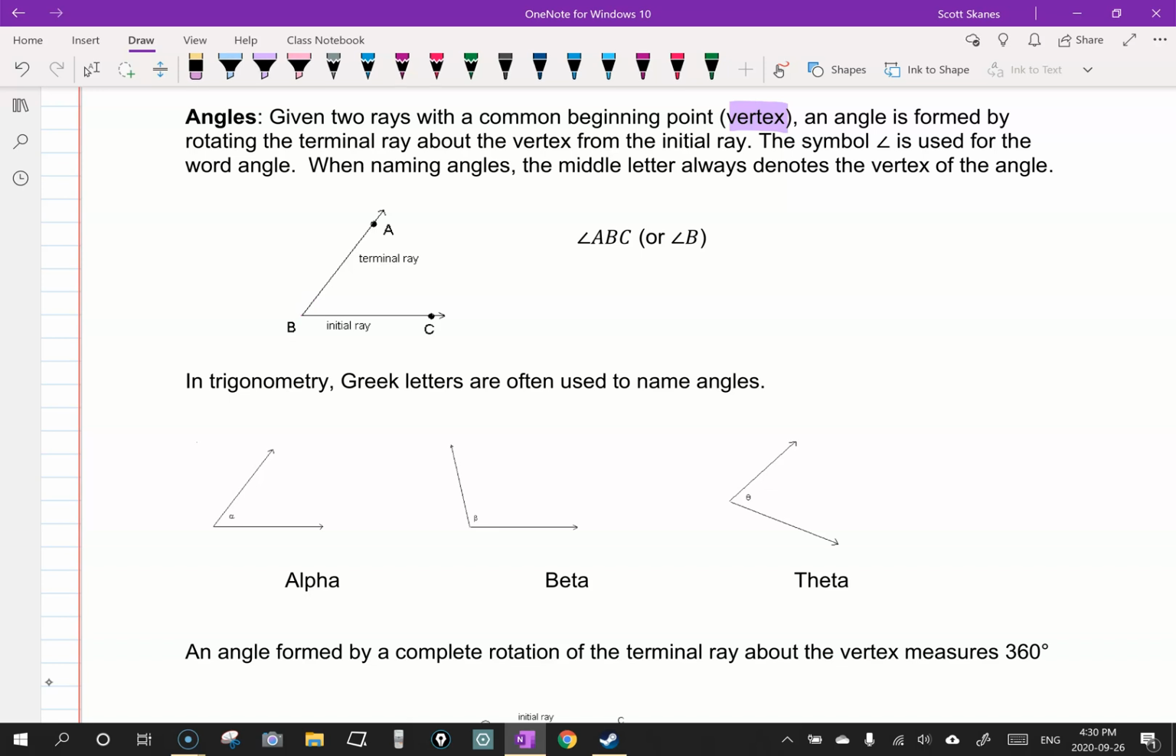An angle is formed by rotating the terminal ray about the vertex from the initial ray. So what that really means in English is that we might start with this initial line here. Here we have this initial ray, and then we've brought a second ray up. We've kind of rotated it through and moved it up. We have a second ray now, and that's called the terminal ray. And it creates an angle. We've swept out an angle.